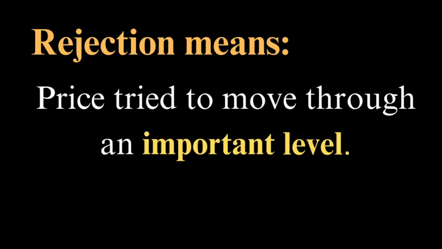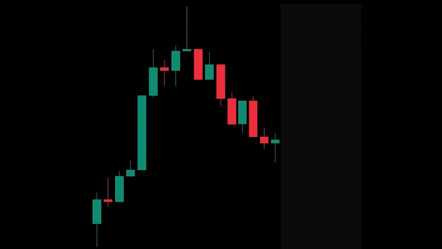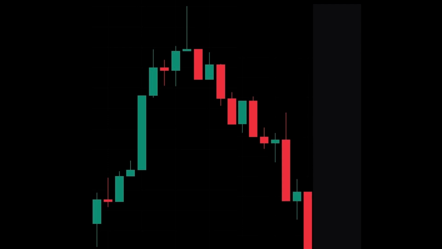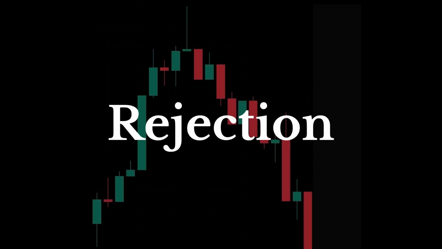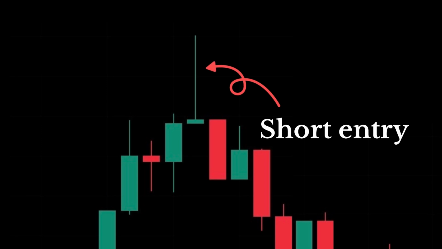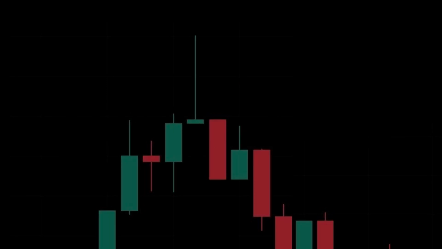Now let's talk about the first step in the framework, the rejection. It simply means the price tried to move through an important level but failed. Look at this chart. Buyers pushed price higher, hoping for a breakout. But suddenly, sellers stepped in with enough strength to stop that move. As a result, price got rejected hard and printed a long upper wick. That's rejection. If you entered short right here on this candle, you'd be entering on hope, not evidence.